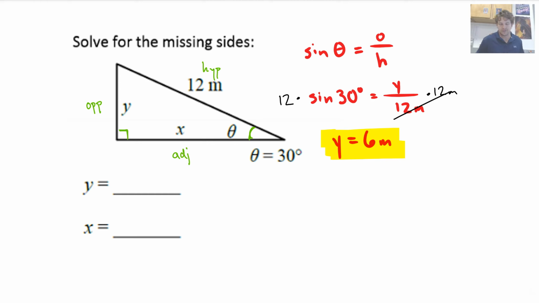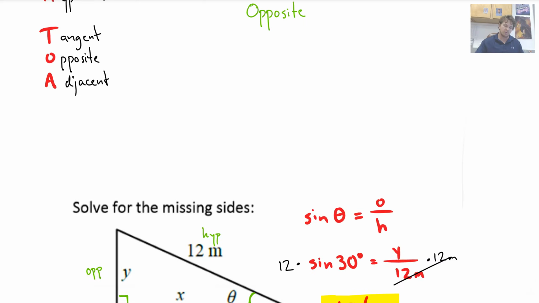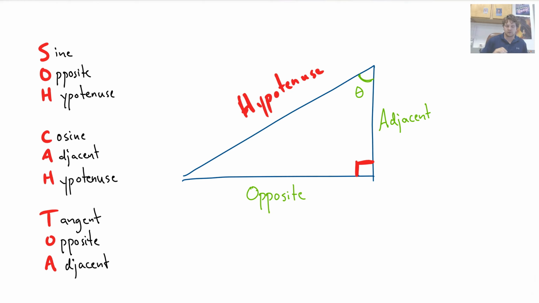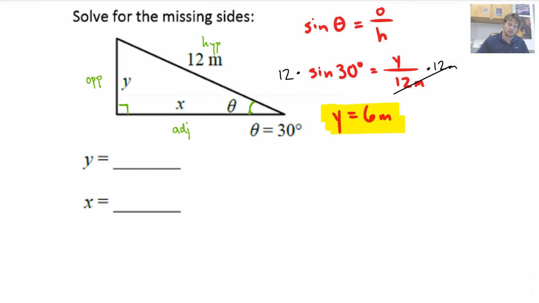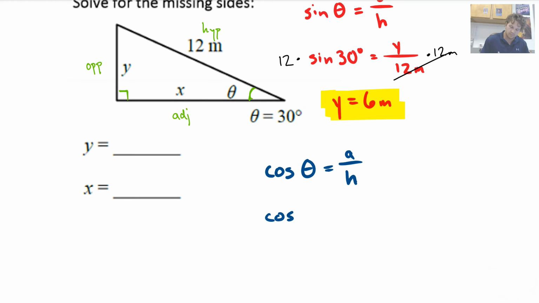Okay, but now I have the adjacent side. So I have adjacent, I have my hypotenuse already that was given to me. Adjacent and hypotenuse. The only one of these sayings out of SOHCAHTOA that has adjacent and hypotenuse in it is cosine. So I'm going to use the cosine of my angle. So cosine of theta is equal to adjacent over hypotenuse. Okay? Now plug and chug. Cosine of 30 degrees is equal to adjacent, which is x, over my hypotenuse, which is 12 meters.